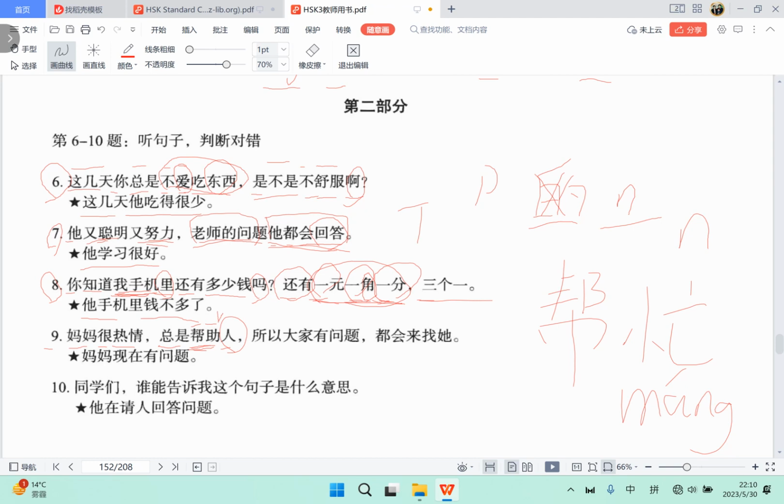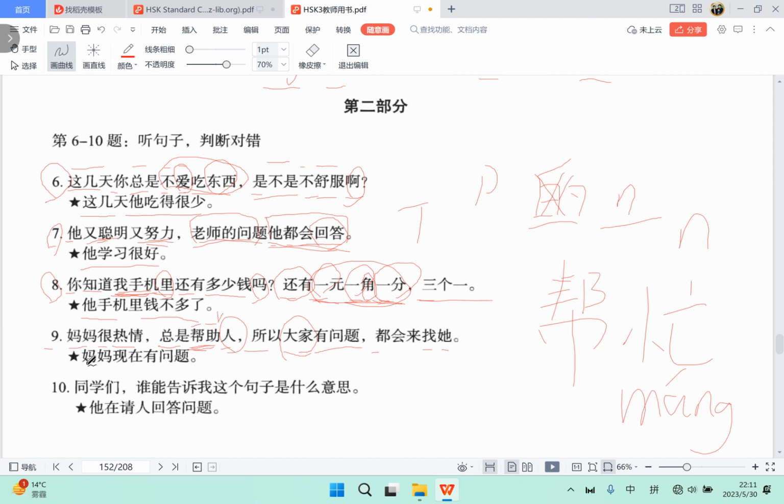So we can't say I do a favor you. I can only say I do a favor to you, right? 给你帮忙. So this is a very important difference. You have to remember this point. It's very important. And then 所以 so 大家, everyone, any people 有问题, have a problem, 都会来找他, will come to her, 找他, to find her.